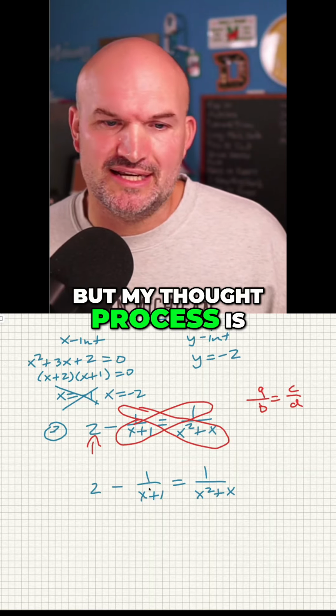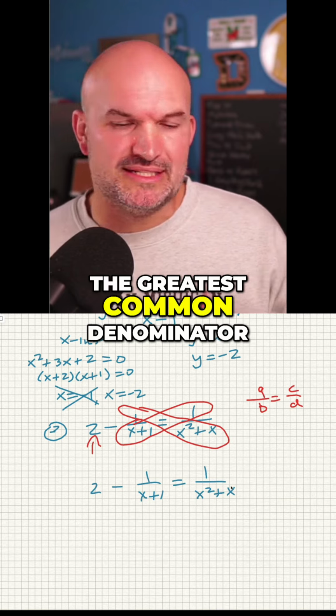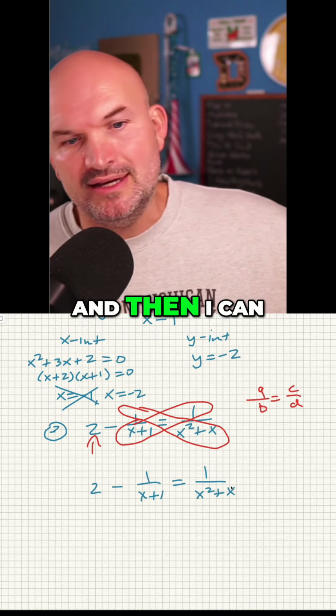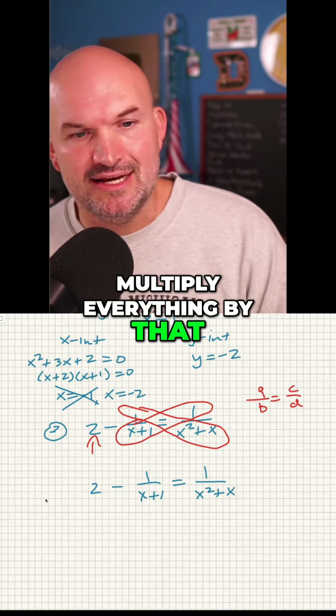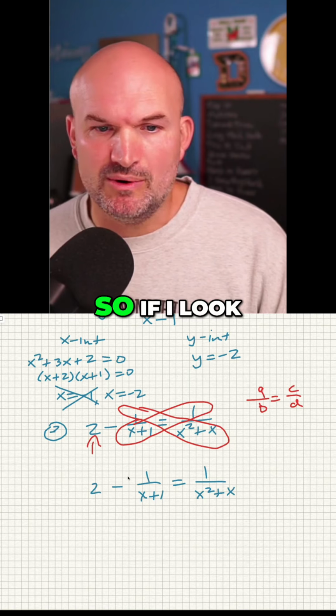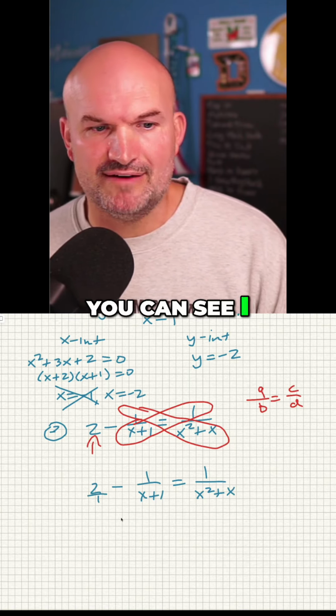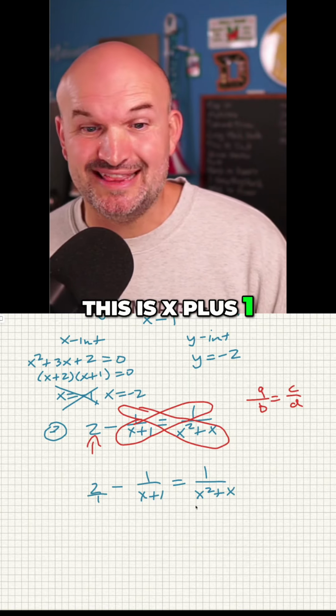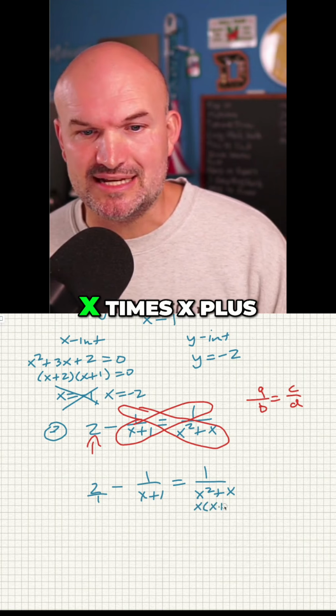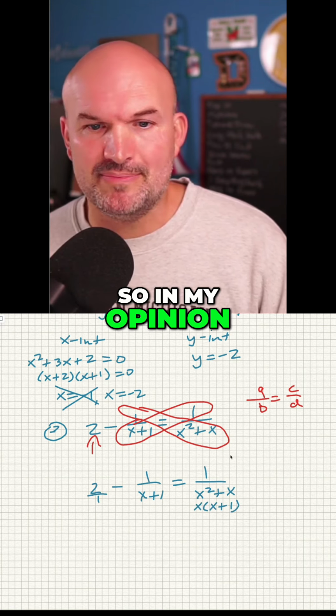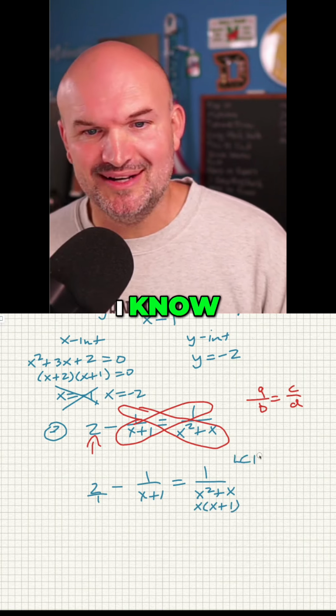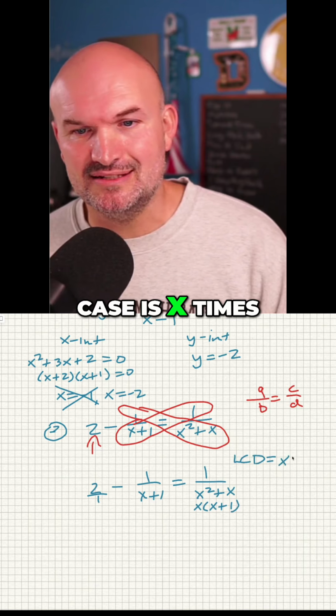But my thought process is I just want to get the greatest common denominator of all of my fractions. And then I can multiply everything by that and just focus on the numerators. So if I look at the LCD, you can see I have a 1 here. This is x plus 1. And this can actually be factored into an x times x plus 1. So in my opinion, or not my opinion, I know the LCD in this case is x times x plus 1.